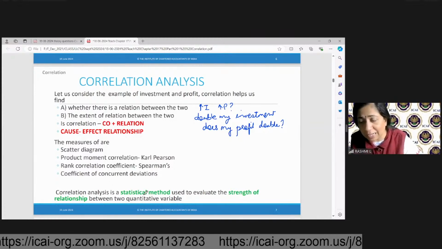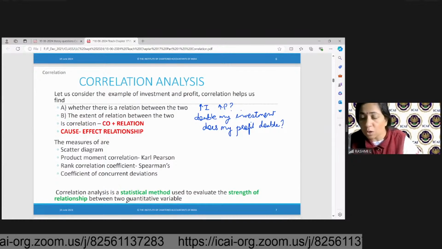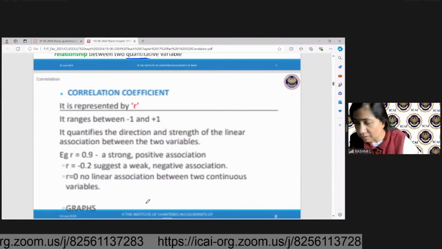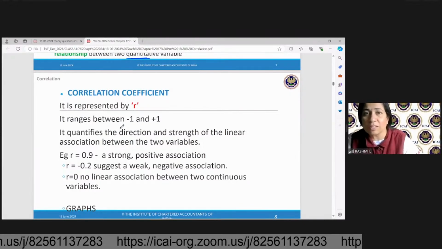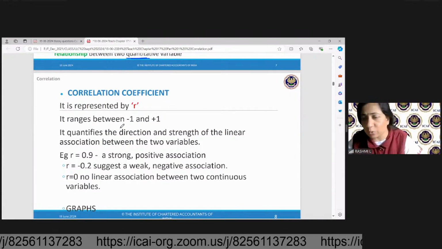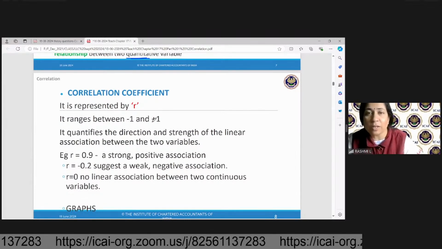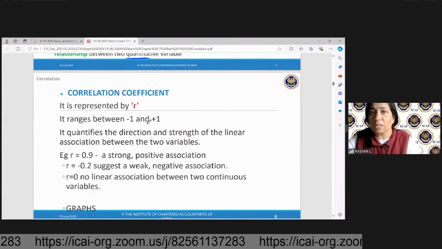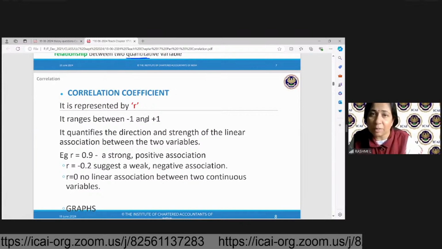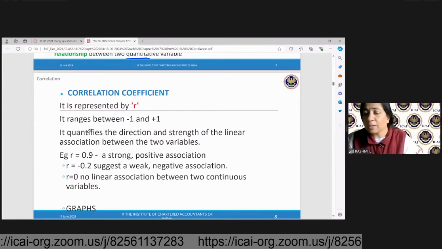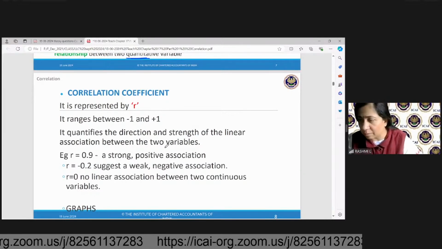Correlation analysis is a statistical method used to evaluate the strength of the relationship between two quantitative variables. What is the correlation coefficient? These 2, 3 slides I'm repeating so that it will stay in your head. It is represented by the symbol R. It ranges between -1 and +1. So the moment you do a calculation and you get R more than 1 or less than -1, that means there is an arithmetical mistake. So please check again. It quantifies the direction and the strength of the linear association between the two variables.